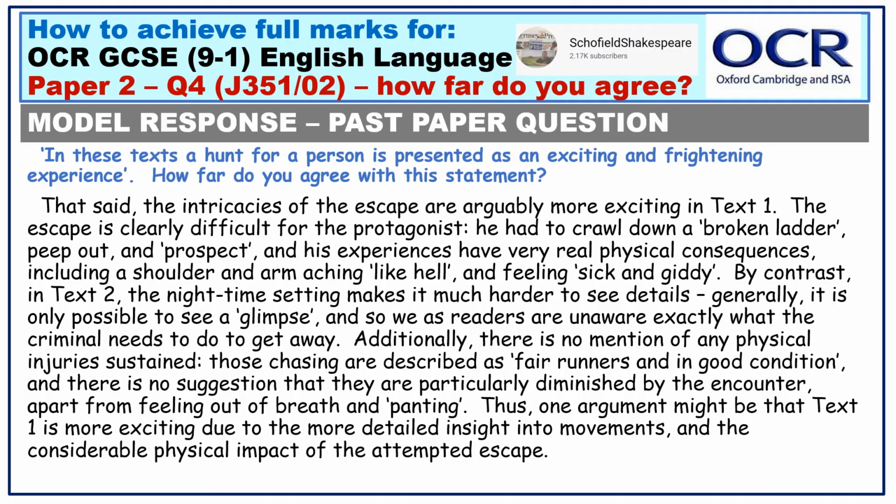By contrast, in text 2, the nighttime setting makes it much harder to see details. Generally, it is only possible to see a glimpse, and so we as readers are unaware exactly what the criminal needs to do to get away. Additionally, there is no mention of any physical injuries sustained. Those chasing are described as fair runners and in good condition, and there is no suggestion that they are particularly diminished by the encounter, apart from feeling out of breath and panting.